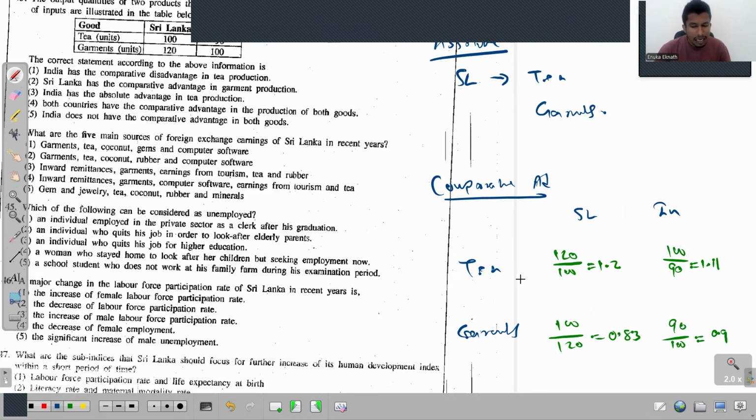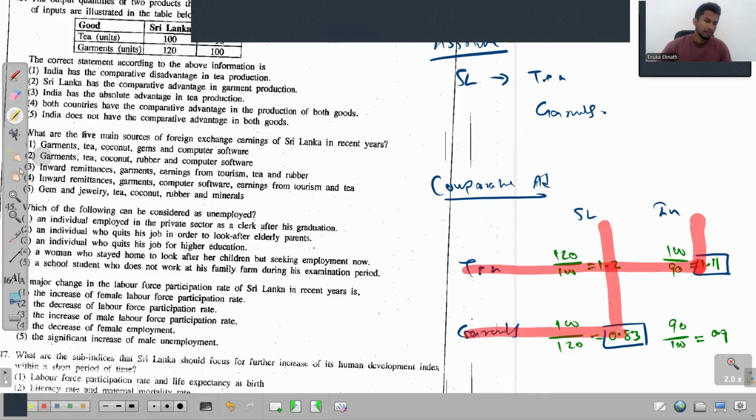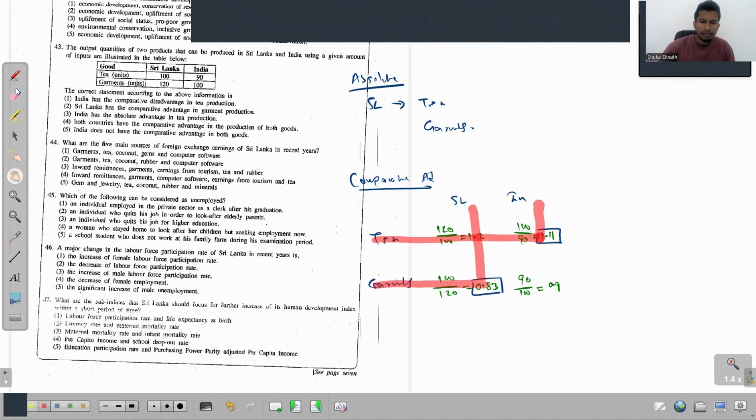Right, now we can recognize the country with comparative advantage for the two products. So if it is for tea, the opportunity cost of India is lower. So India has the comparative advantage in producing tea. And the opportunity cost of producing garments in Sri Lanka is very much lower compared to India. So Sri Lanka has the comparative advantage in producing garments. And let me write it here. When it comes to comparative advantage, Sri Lanka has the comparative advantage in garments production, whereas India has the comparative advantage in producing tea.